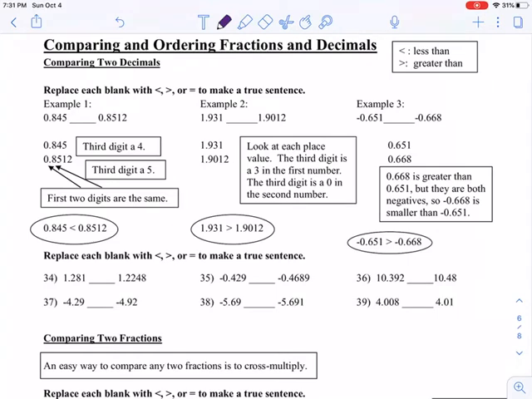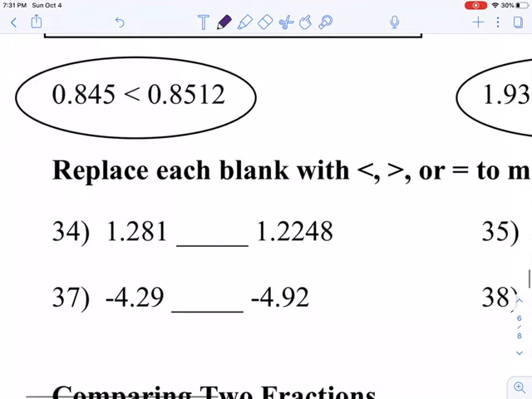Comparing and ordering which one's bigger, which one's smaller. Okay, remember I talked about this one in the beginning of the chapter as well. So you want to look at place value. So in this one, the ones are the same, the tenths are the same, but when you get to the hundredths, they are different. The 8 is bigger than the 2. For negatives, okay, also use place value, but remember they're negatives. So negative 9 is smaller than negative 2.